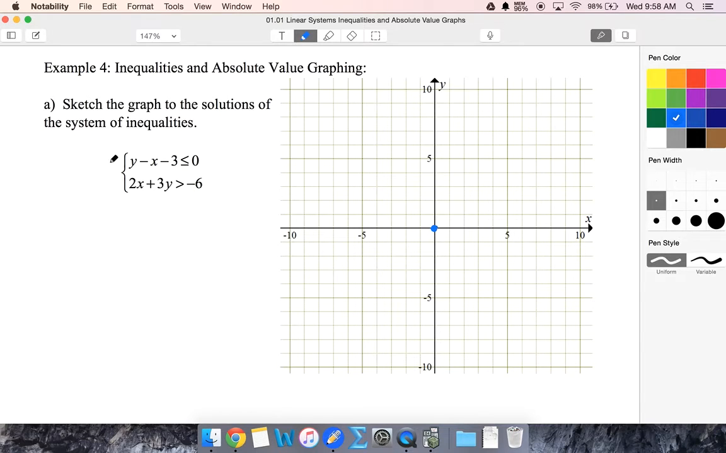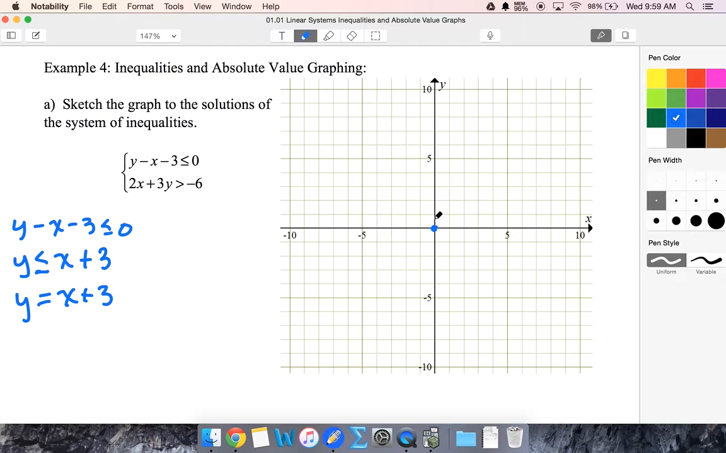So I'm going to turn both of these equations into slope-intercept form. So looking at that first equation, y minus x minus 3 less than or equal to 0, that's the same as y being less than or equal to x plus 3. So I want all the y values that are less than the value created by x plus 3. So I'm looking for all the points where that's true. Well, I know the equals, if I think about that part first, y equals x plus 3, that's a line that has a slope of 1 and a y-intercept of 3.